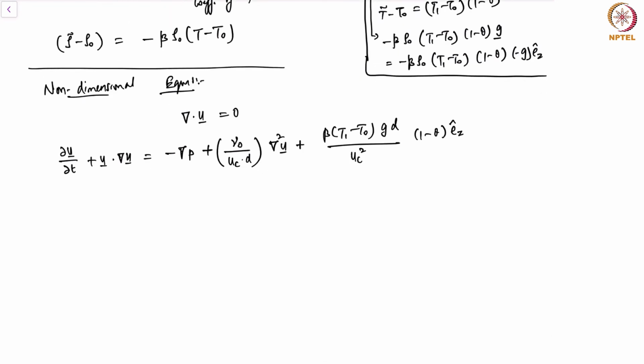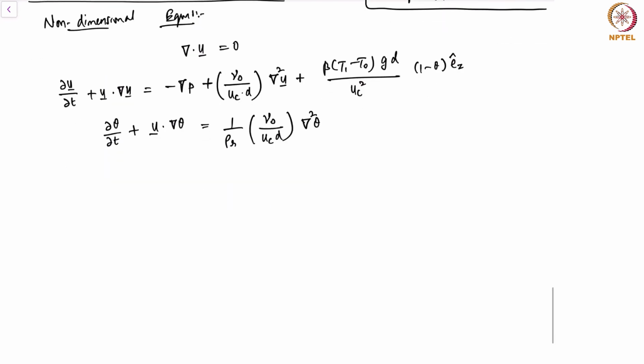And finally we have an equation for temperature, but now the temperature variable is theta. So we have del theta by del t plus u dot grad theta, where u is a vector here. This becomes 1 by Prandtl number times nu naught by uc times d del square of theta. These are my non-dimensional equations.